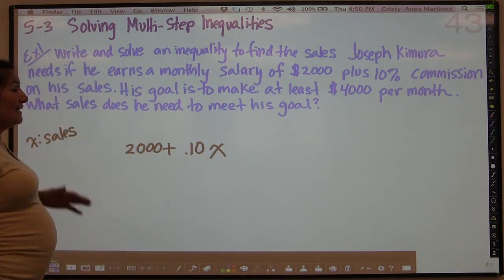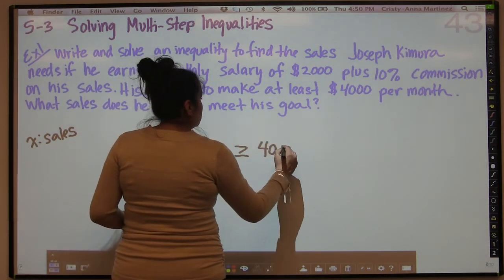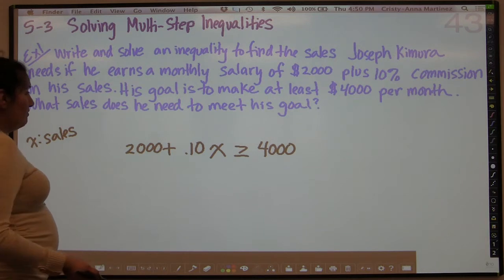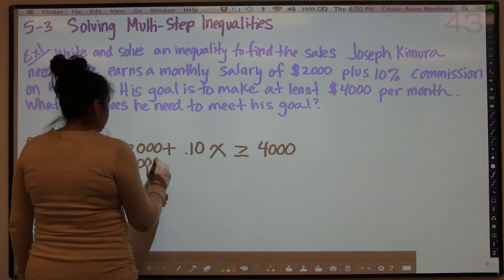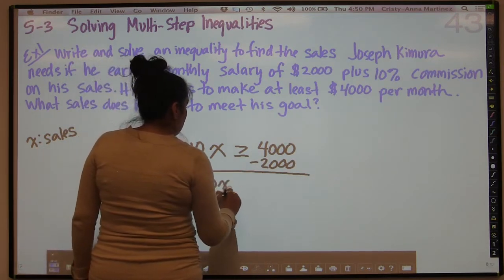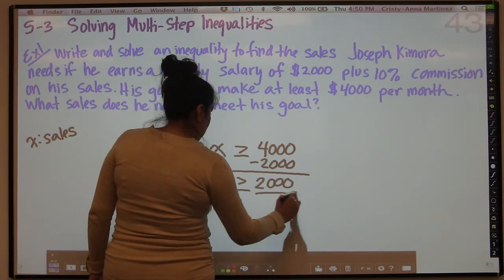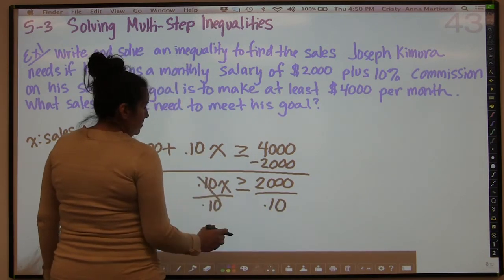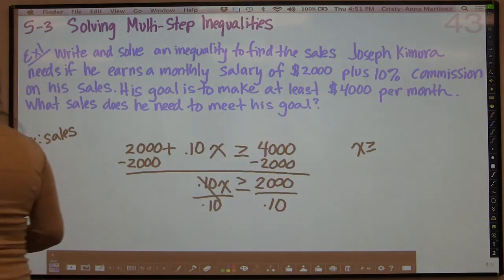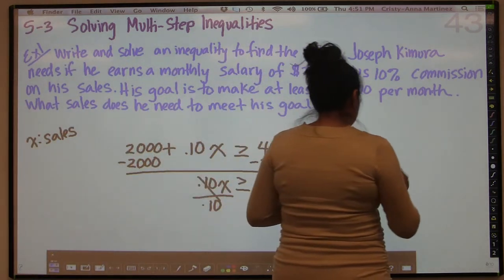His goal is to make at least, so remember at least means greater than or equal to $4,000 per month. What sales does he need to meet his goal? So basically I want to solve for x. So we're going to subtract the 2,000 to the other side and get 0.10x greater than or equal to 2,000. Then we're going to divide by the 0.10 like so, and we now know that x has to be greater than or equal to 2,000 divided by 0.10, which is 20,000.